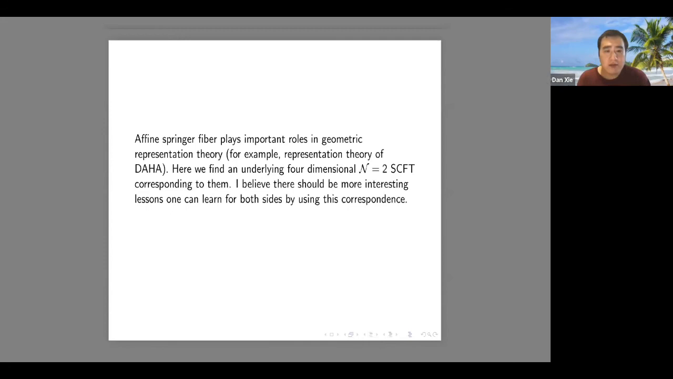So affine Springer fibers, as I learned, seem very important in geometric representation theory today. For example, they are very useful in the study of representations of DAHA. And interestingly enough, for those affine Springer fibers, we find an underlying four-dimensional N=2 SCFT. And I believe there should be more interesting lessons one can learn for both sides by using this correspondence.